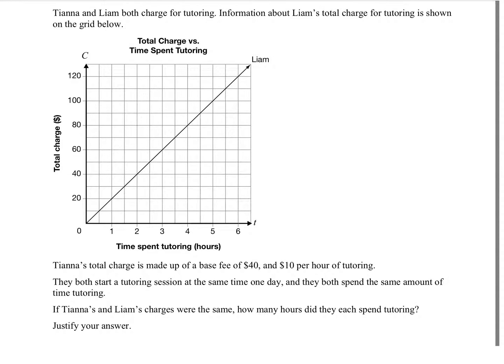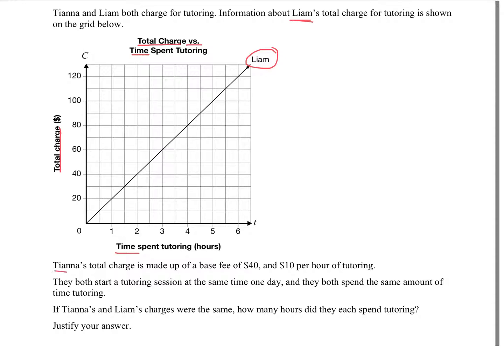Okay, so I want you to underline as I'm going along. Tiana and Liam both charge for tutoring. So we know that this graph shows the total charge versus time spent on tutoring. We have time and charge, what they're charging based on how many hours they're working. Information about whose total charge is on the graph right now. Who did they show us on the graph? Tiana or Liam? Liam. Okay, good. So I want you to underline that. You have to find who.